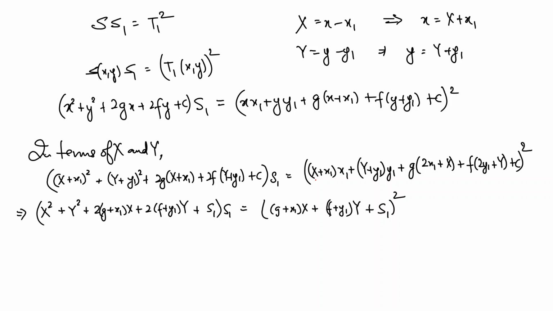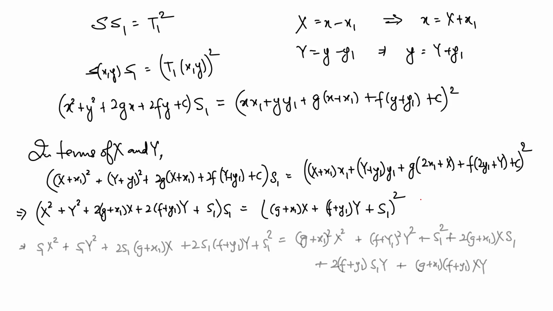Let's see, X plus x1 into x1. So you're getting an x1 squared, a y1 squared, a 2gx1, a 2fy1 and c. So that will account for this S1. And besides that, you get Xx1 and you get gX from here. So g plus x1X, and similarly f plus y1Y, and that is whole squared.